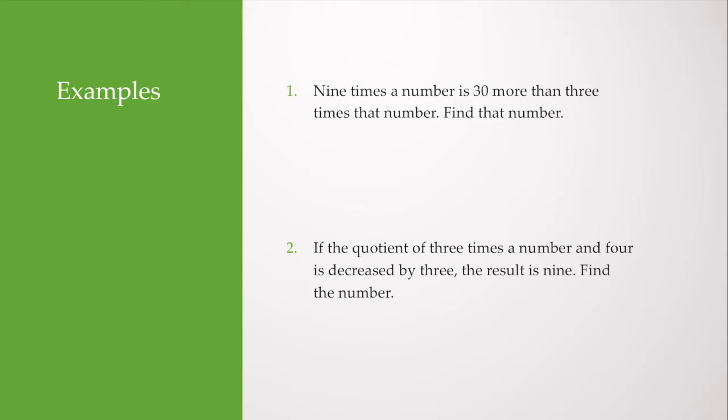So let's solve a few examples. 9 times a number is 30 more than 3 times that number. So if I have 9 times a number is 30 more than 3 times a number, that means 9 times a number, if I've got 3 times that number, and we want to find that number. So 9 times a number is going to be 30 more than 3 times that number.